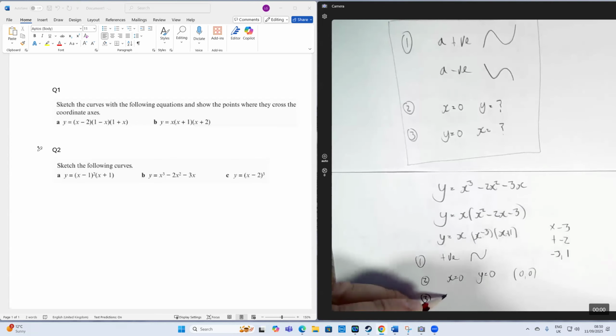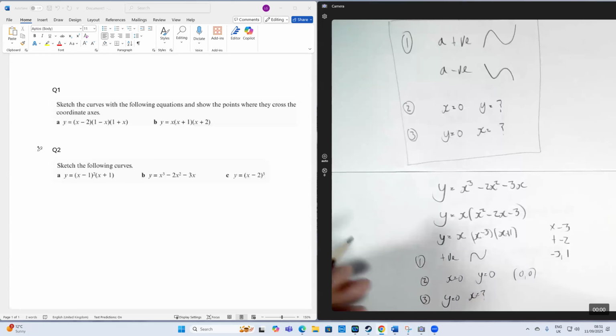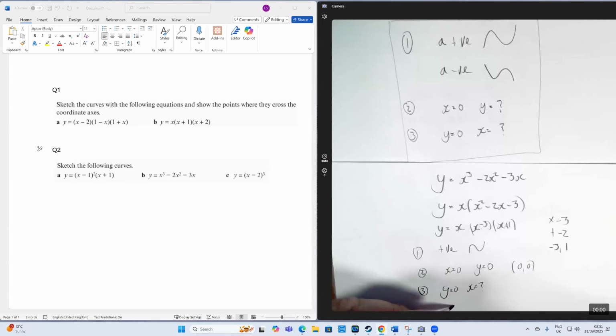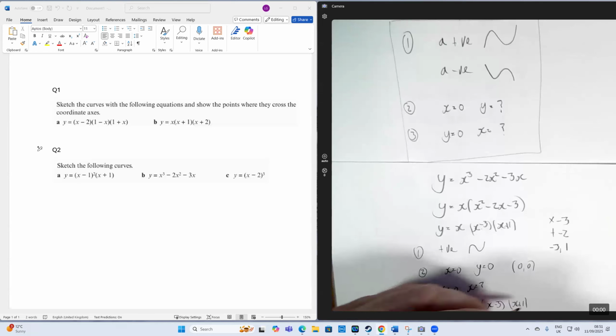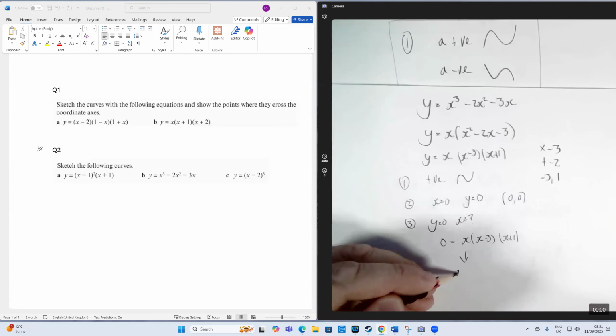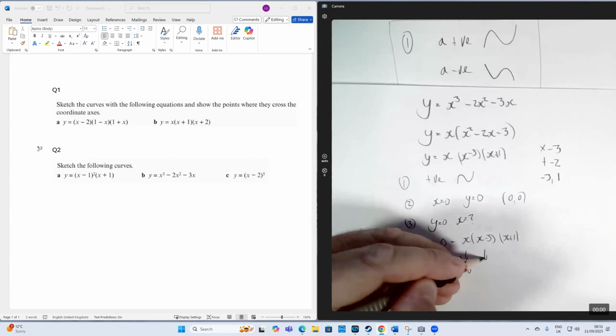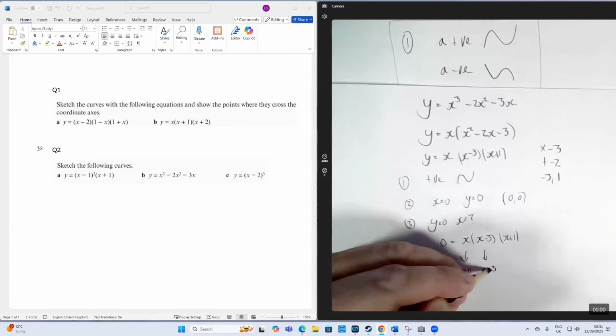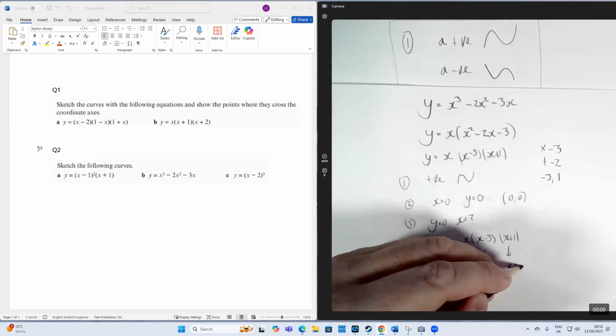Number 3: when y equals 0, what is x? Let's have a look at that. When y is equal to 0, we have 0 = x(x - 3)(x + 1), which is going to give us x equals 0, x equals 3, and x equals -1.